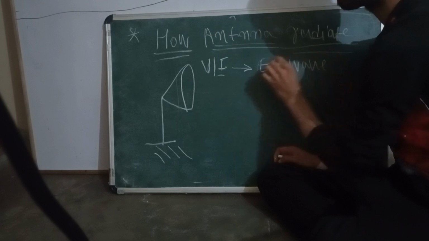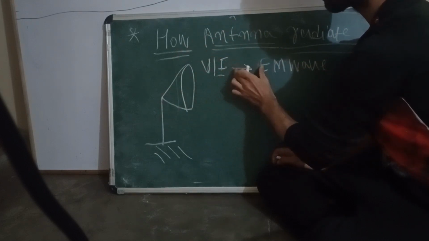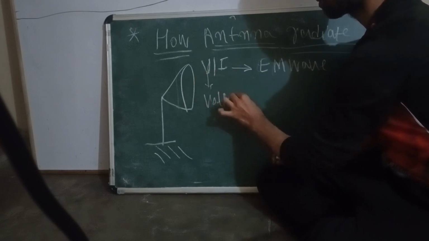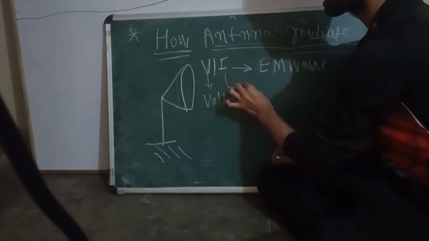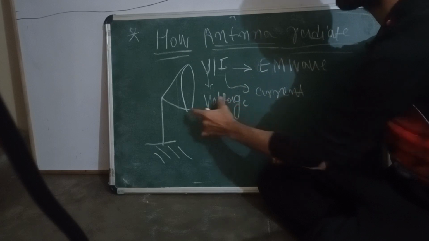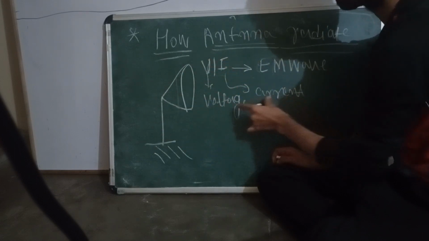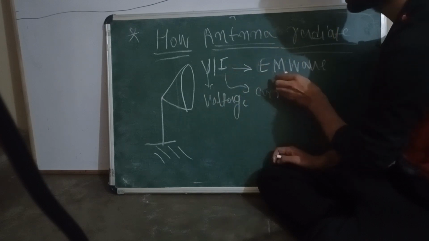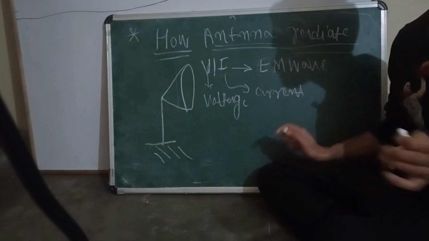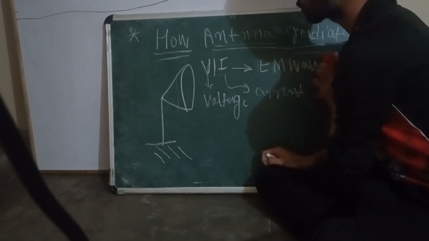So this is about antenna. Antenna is a device which converts VI oscillation. V means voltage, and I means current. Antenna is a device which converts the voltage and current oscillation into electromagnetic wave throughout the space. Now we will see how this antenna actually radiates.